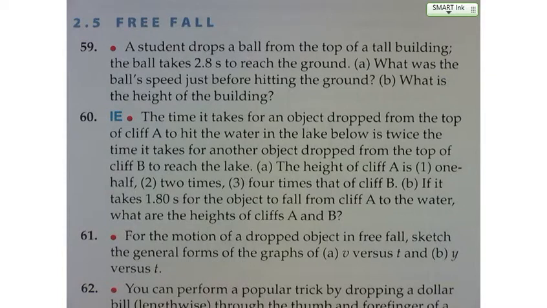Problem number 59, a student drops a ball from the top of a tall building. It takes the ball 2.8 seconds to reach the ground. What was the ball's speed right before hitting the ground, and what was the height of the building? Okay, so this is a two-part question.